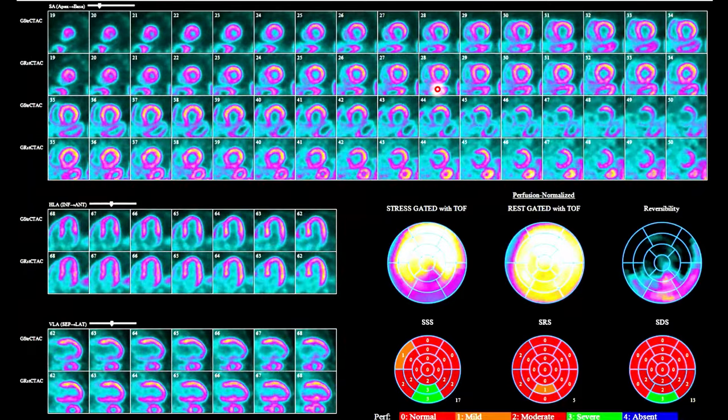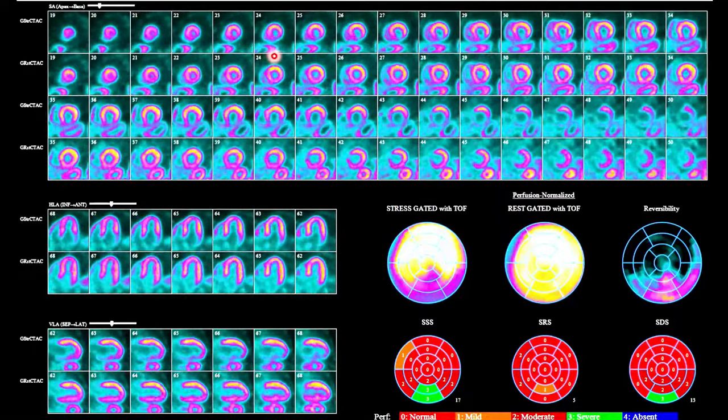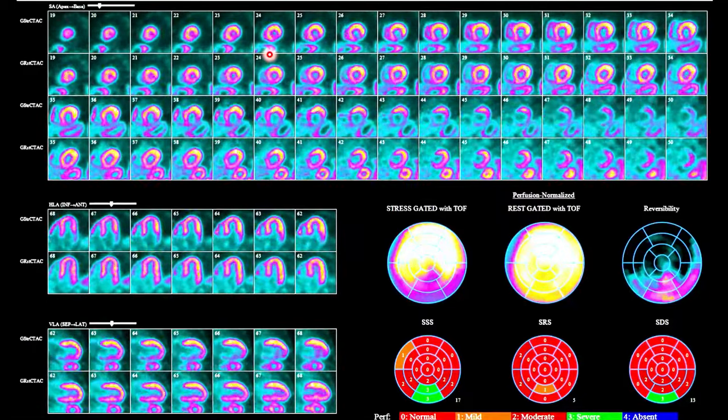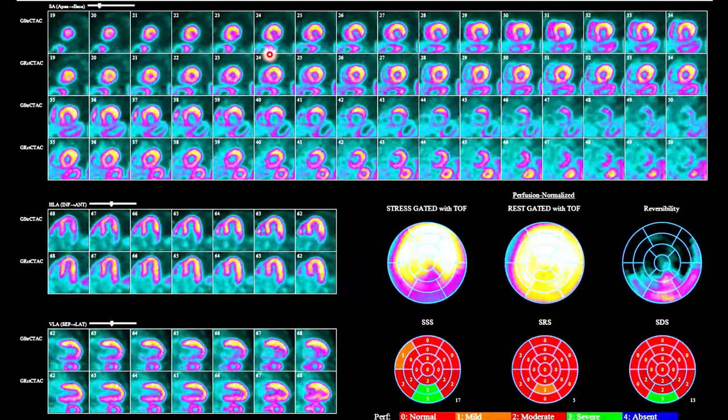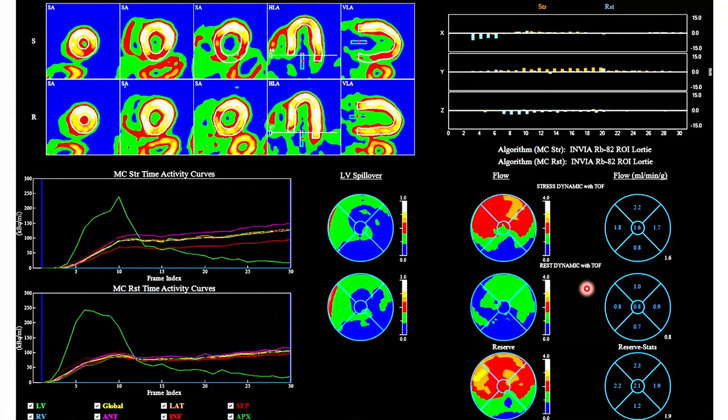Great point, Dr. Malamji. These are gated images, so now we're imaging the ventricle at peak stress. The top is our stress, the bottom is our rest. As Dr. Malamji pointed out, on stress the ventricle dilates. Another piece of information is that the peak flows were reduced in most territories, and it was actually 1.6.